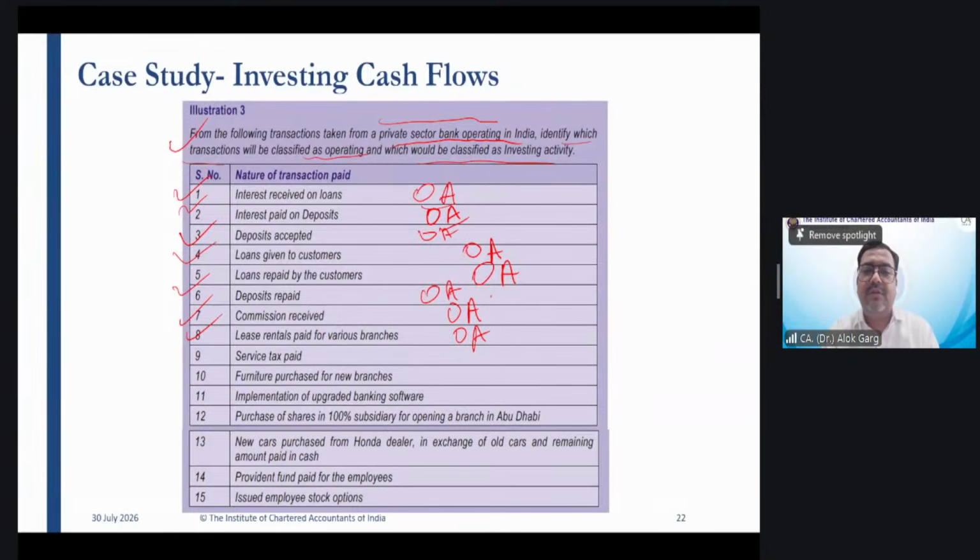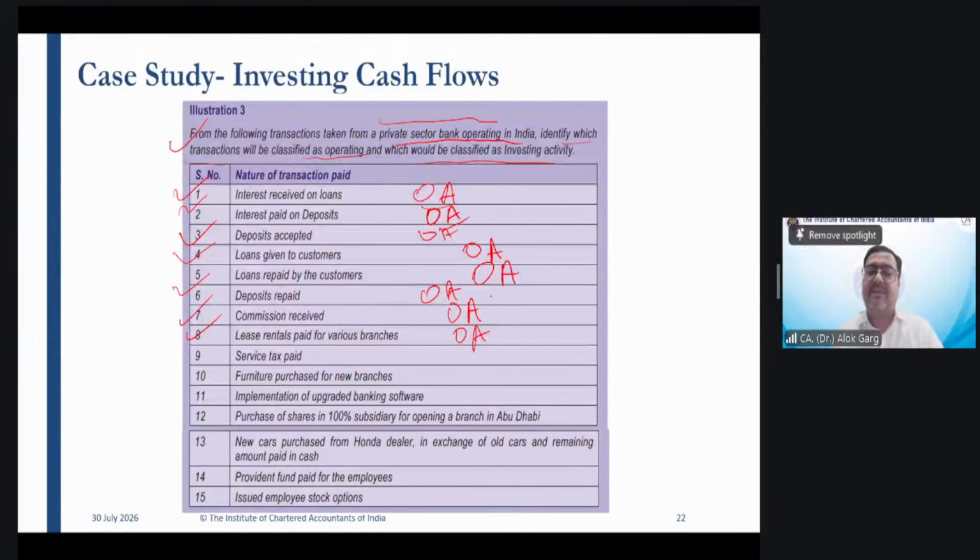Manoj, which item are you calling a financing activity? No, no item is a financing activity so far. Okay. So yes, lease rental paid for various branches. If you apply Ind AS 116, then instead of showing a lease rental, you will show interest and depreciation. So that finance cost, interest cost will go to financing activity. But assuming this lease rental is a short-term lease rental which is charged to the P&L.